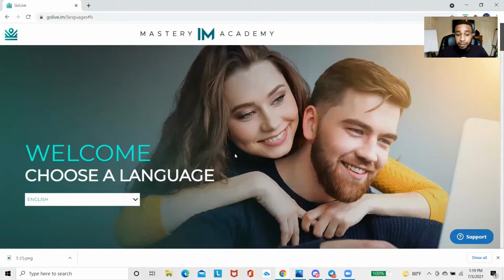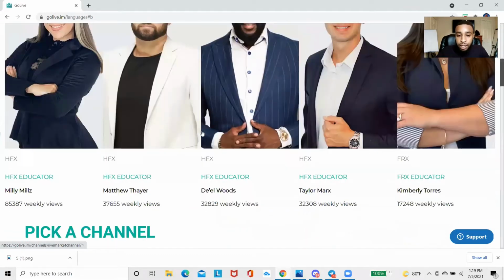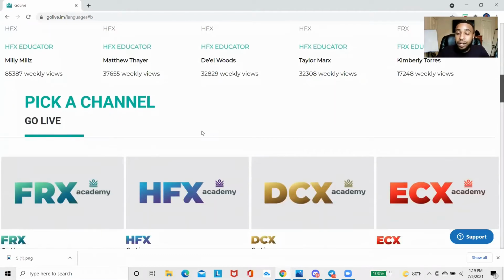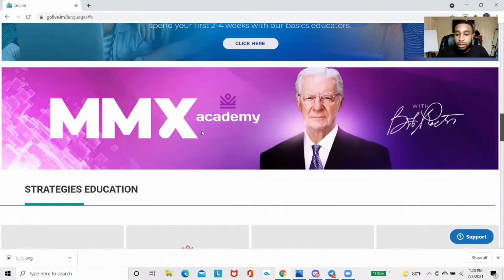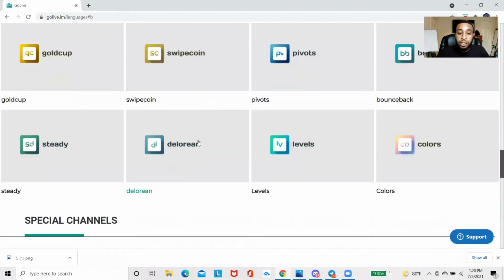Now, with that being said, as I scroll down, we're going to go straight to the area that we need to locate. You're going to look for where it says DeLorean. I actually have a prop for y'all. The DeLorean. As you guys can see, right?